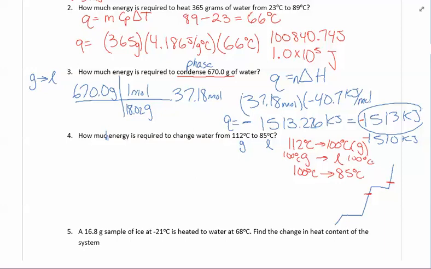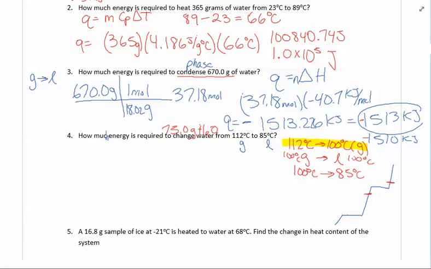The interesting thing about this problem is that it doesn't give you a mass, which is a problem. So we're just going to say we have 75.0 grams of water. So I'm going to start with the first part here, going from 112 to 100 degrees Celsius. So we're cooling the gas for this to occur.